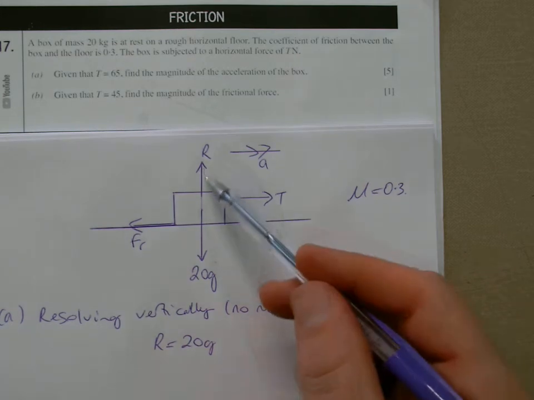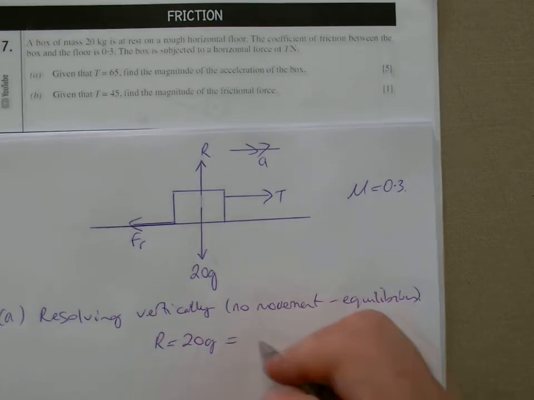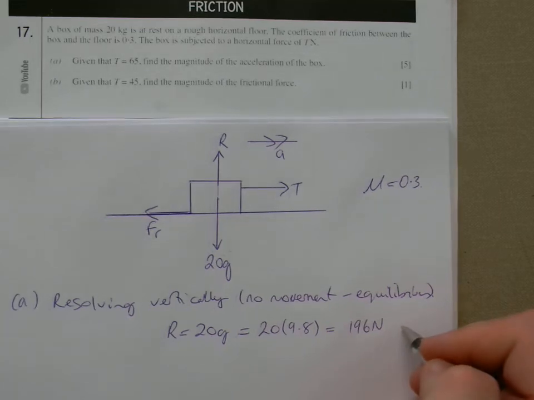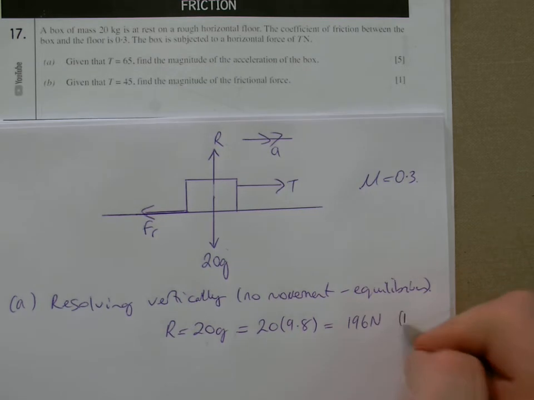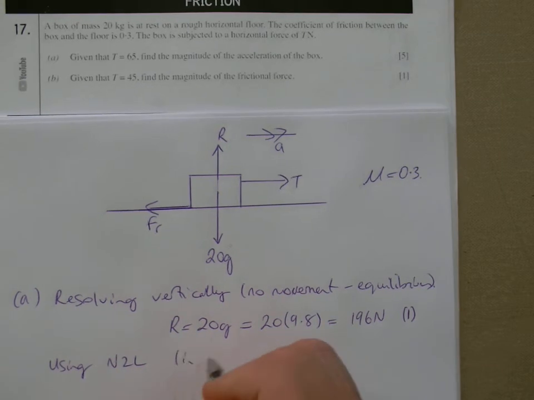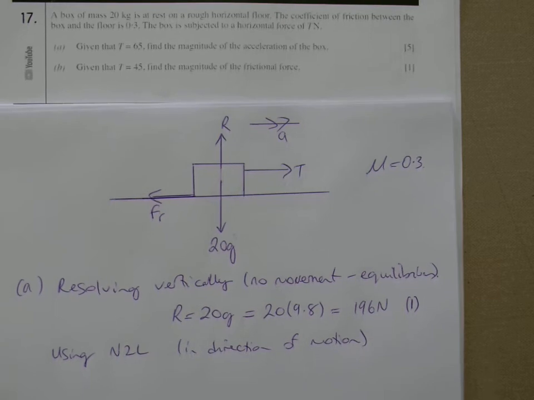So the R going up, the reaction from the ground, will balance the weight of the box. And when you calculate it, 20 times 9.8 comes to be 196 newtons. That's important, knowing the reaction exerted by the ground on the object, because we're going to use that when it comes to the friction calculation. So if we think about Newton's second law in the direction of motion, where we do have movement, force equals mass times acceleration, we're talking about the resultant force.